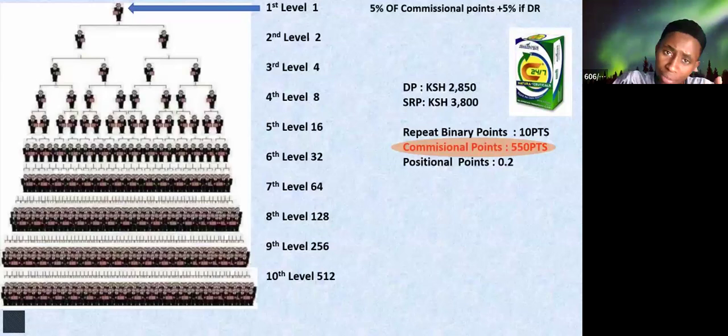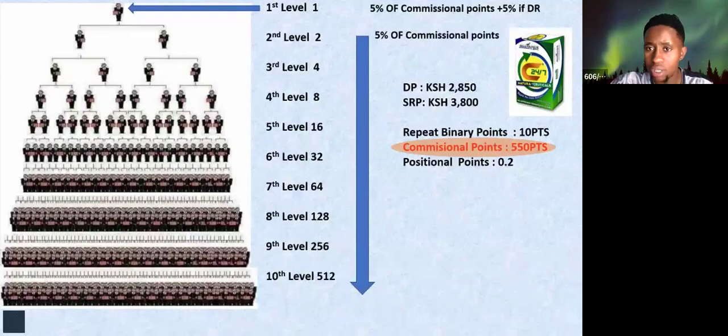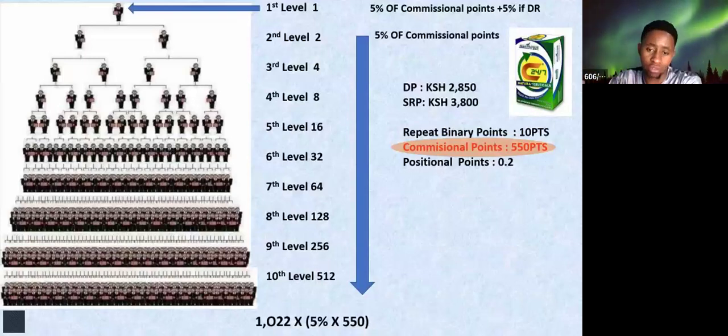So if somebody is in your first level, up to your 10th level, you earn 5% commission. Let me give you an example. If there are 1,022 C24/7 blister packs that have been bought in your organization, you're going to earn 5% of 550, because 550 is the commissional points. So you can take the commissional points multiplied by the number of C24/7 blister packs, then you get 5% of that from level 1 to the 10th level.